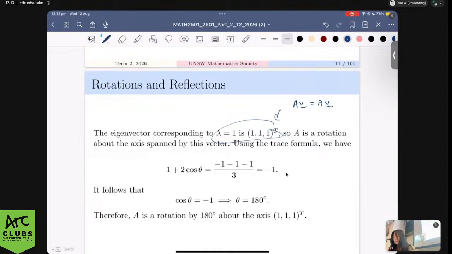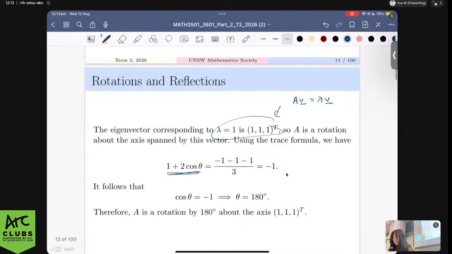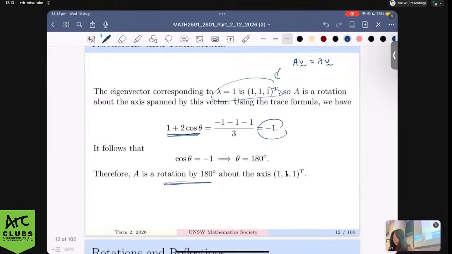And because it's a rotation, you sub it into the trace formula. So you get that 1 plus 2 cos theta is just the sum of the diagonal entries. So these three things here. And obviously remember the scalar in front of the matrix. If we sum those three elements up, you should get that this is equal to -1. And you kind of just rearrange and do some trig and find that your theta is equal to 180 degrees. So I guess your geometric interpretation of this would just be that A is a rotation by 180 degrees about the axis of vector (1, 1, 1).